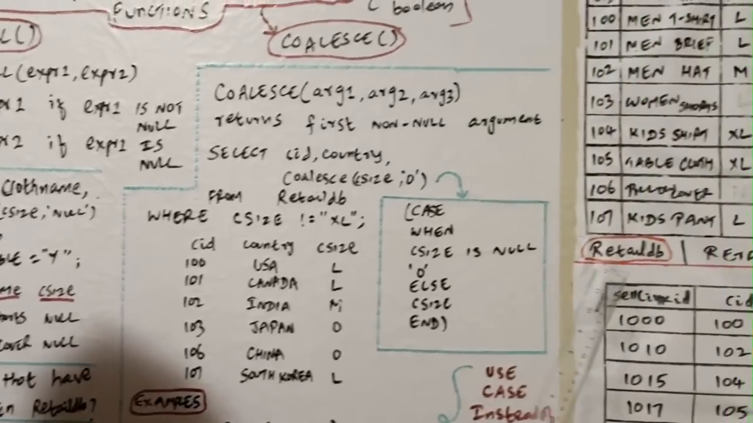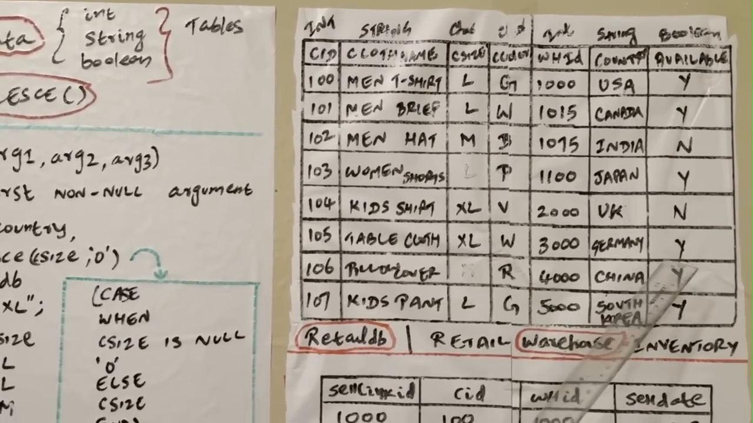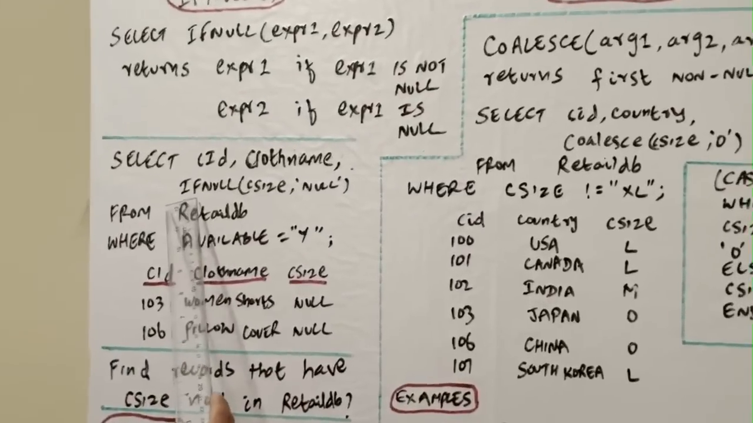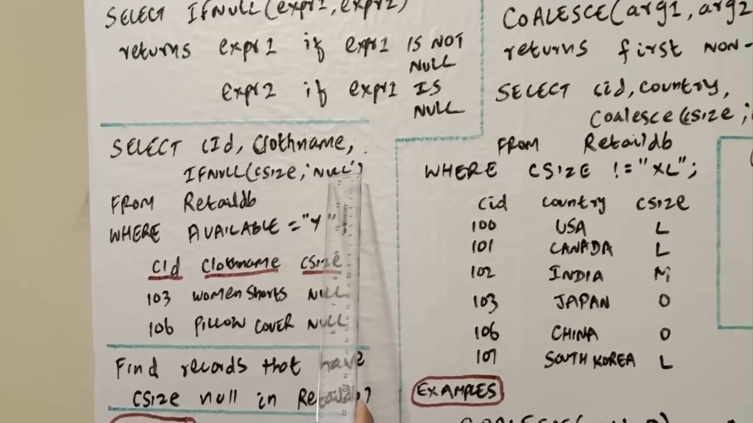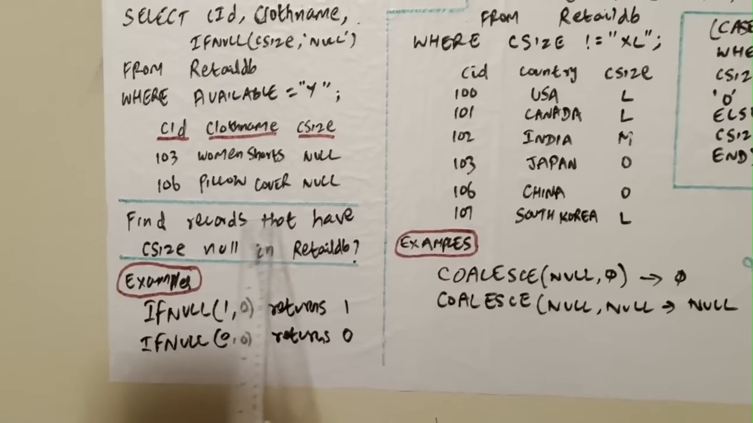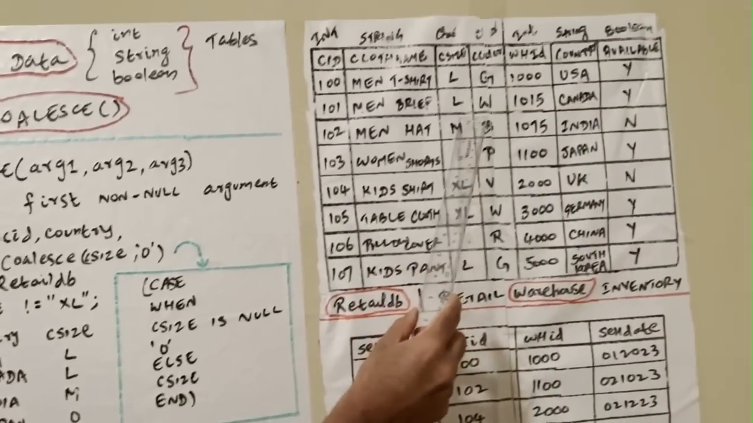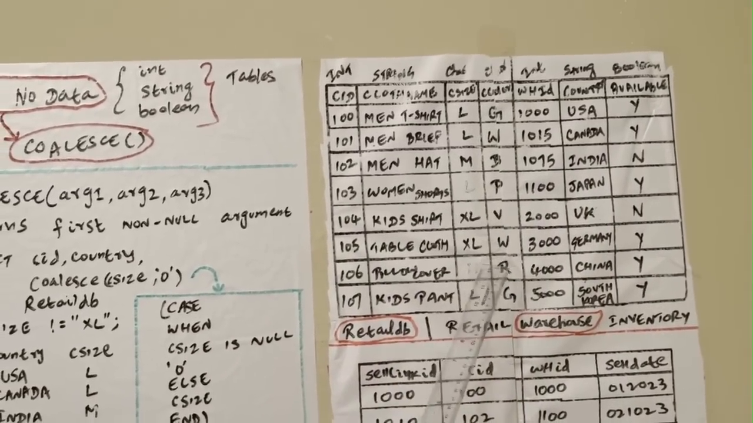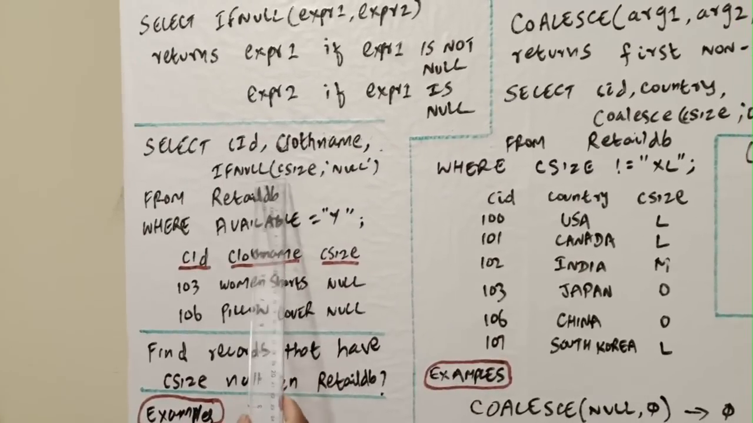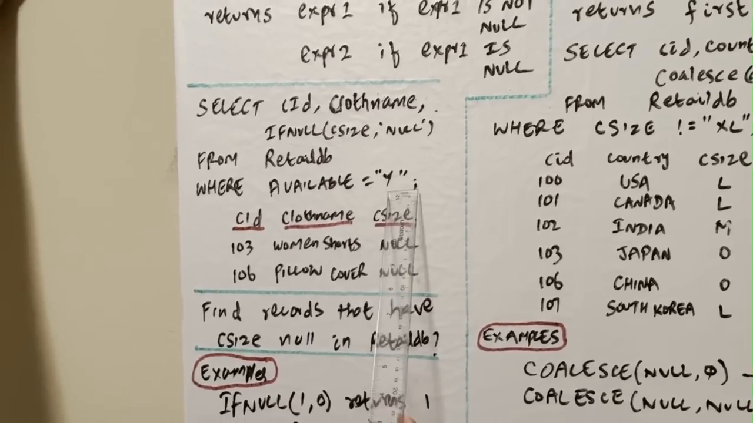We have the usual database, retail DB: cloth ID, cloth name, size, color, warehouse ID, country, and a Boolean, available yes or no. So select cloth ID, cloth name, IFNULL of cloth size, then what to do? Return null. So what we are trying to do is find the records that have size null. Let's see here: large, medium, there is a null value, no data. XL, null data, L. So how do we handle this? Select cloth ID, cloth name, if it is null return null, from retail DB where available equal to Y.